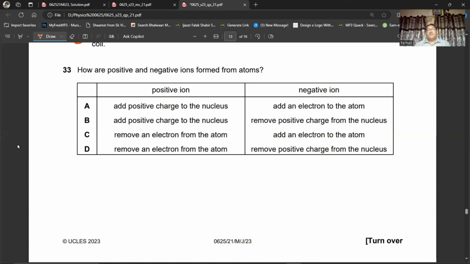Add positive charge. This is not possible. Remove an electron from the atom. Yes, then it will become positively charged. Add an electron to the atom. Yes, that is true. So I think C is the best answer, sir.